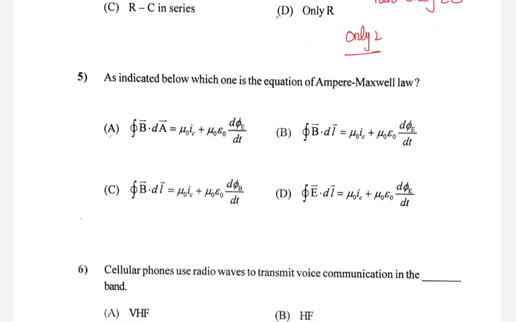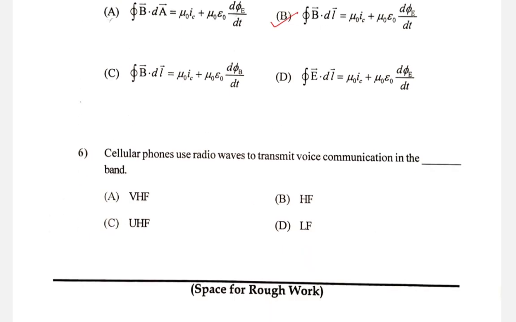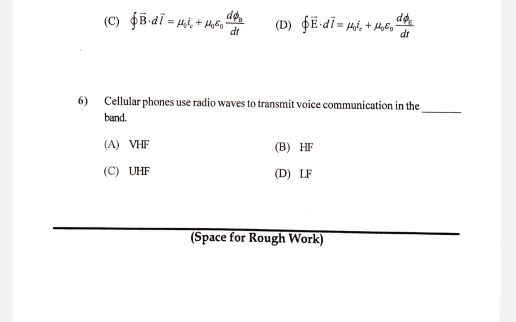As indicated below, which one is the equation for Ampere Maxwell's law? For Ampere Maxwell law, the integral of B dot dl is equal to mu 0 I and d phi by dt, since a changing electric field produces a magnetic field. Therefore our answer will be B. Most of the questions are asked on knowledge based topics, and for these you have to go through NCERT at least one time.